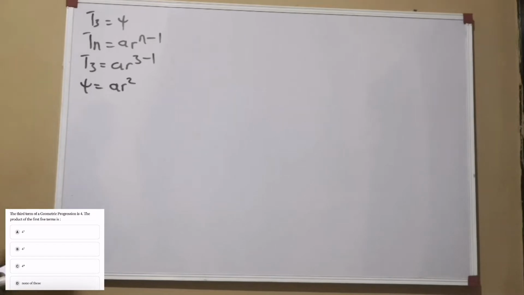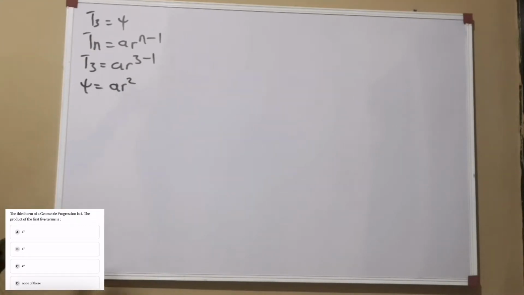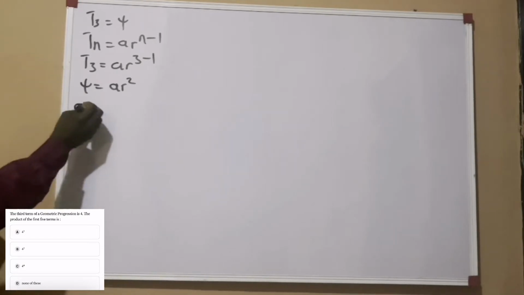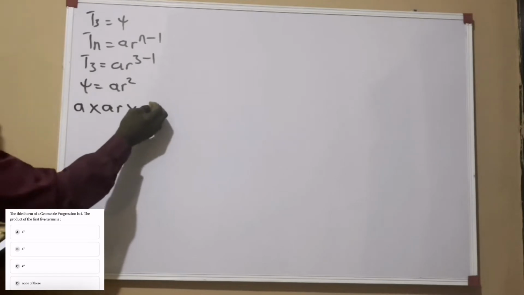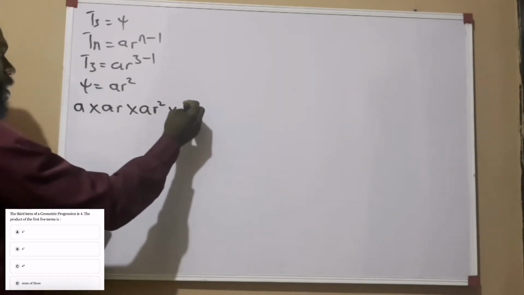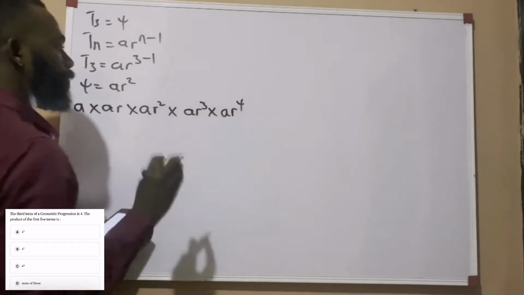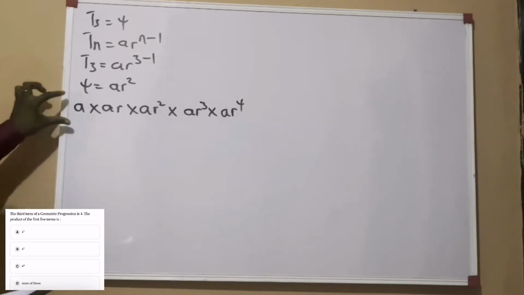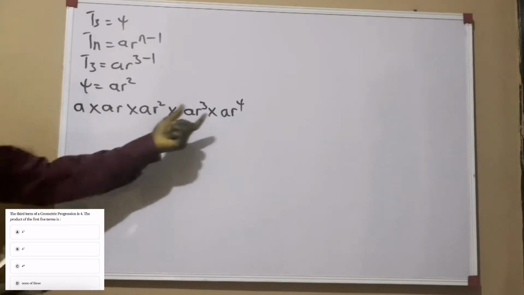Now, we were told to find the product of the first 5 terms. We all know the product of the first 5 terms in a GP is the first term times the second term times the third term times the fourth term, and lastly times the 5th term. So these are the first 5 terms of the GP. But we were told to look for the product, so that is why we multiply.